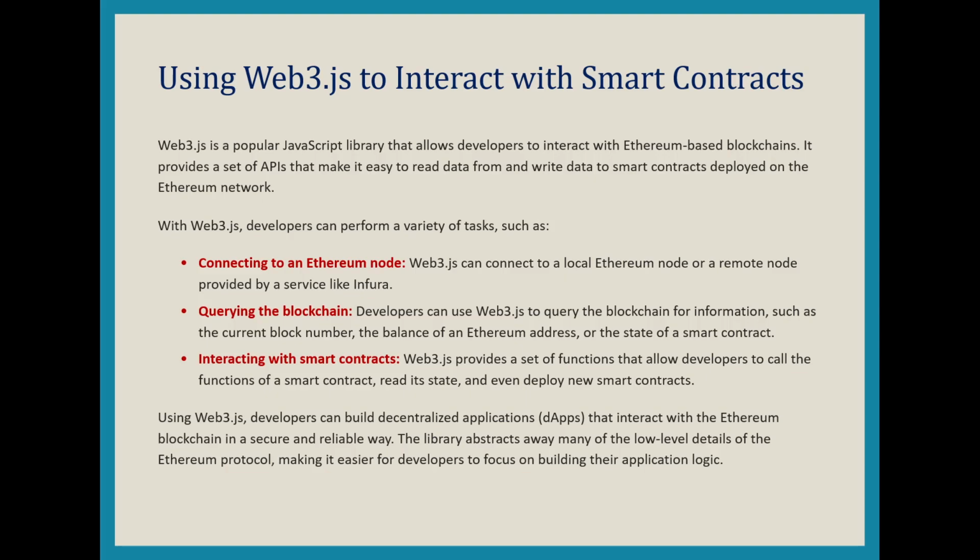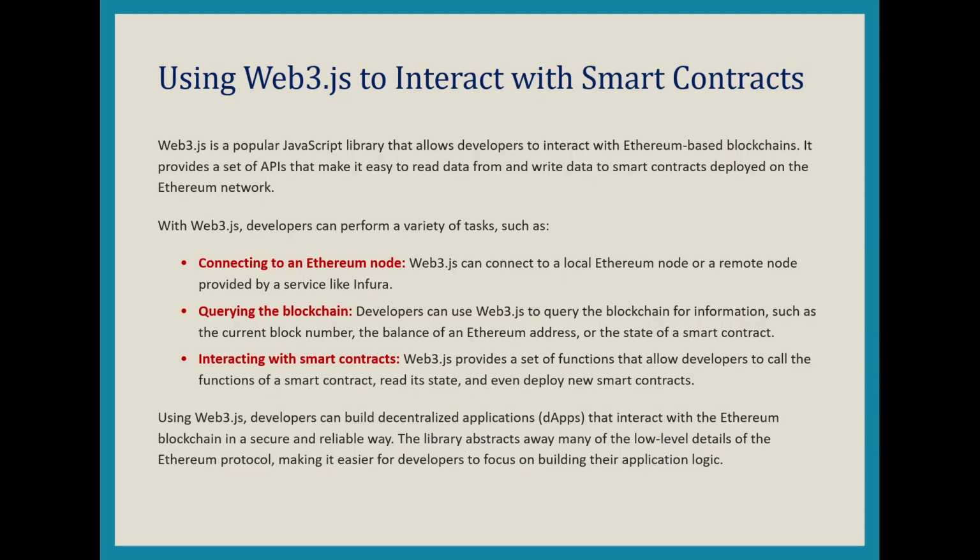We have done this. Next is querying the blockchain. You can use Web3.js to query the blockchain for info, such as the current block number, the balance of an Ethereum address, or the state of a smart contract. Next, we are interacting with smart contracts. Web3.js provides a set of functions that allow developers to call the functions of smart contracts, read their state, and even deploy new smart contracts.